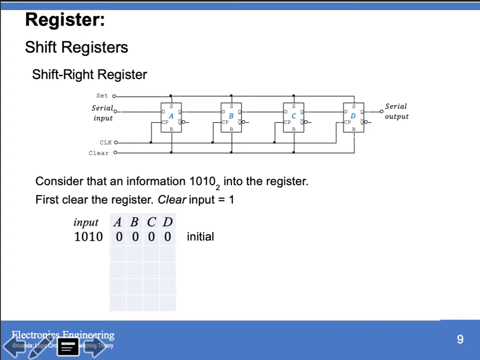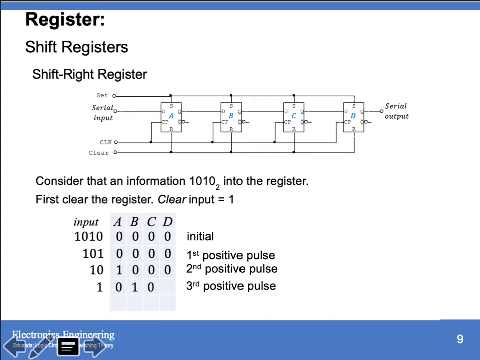On the first positive pulse encountered by your register, the 0 in your input will go to A, then A to B, B to C, C to D. On the second positive pulse encountered by your register, the value of your input, which is this 1, will go to A, then A to B, B to C, then C to D.